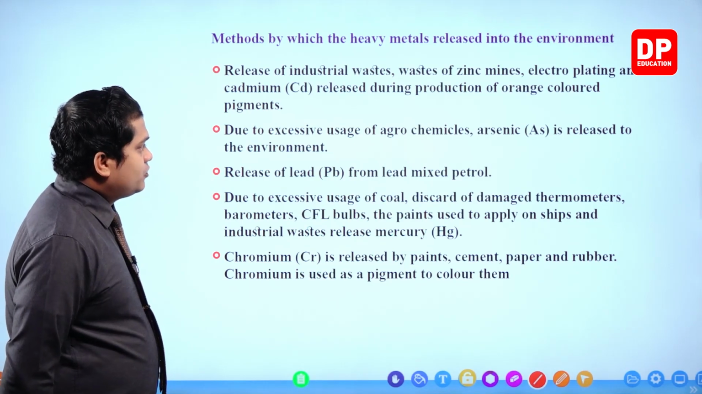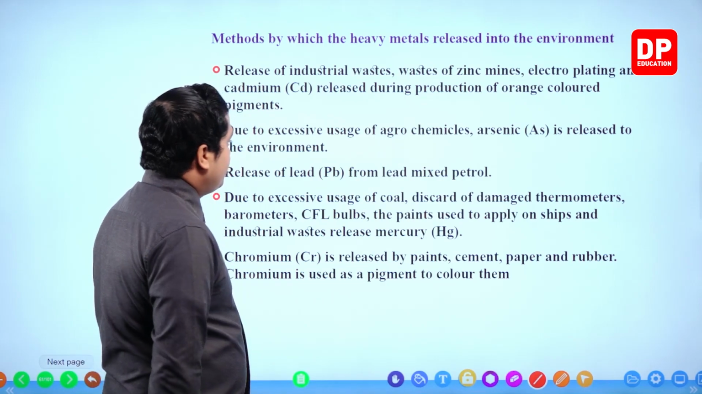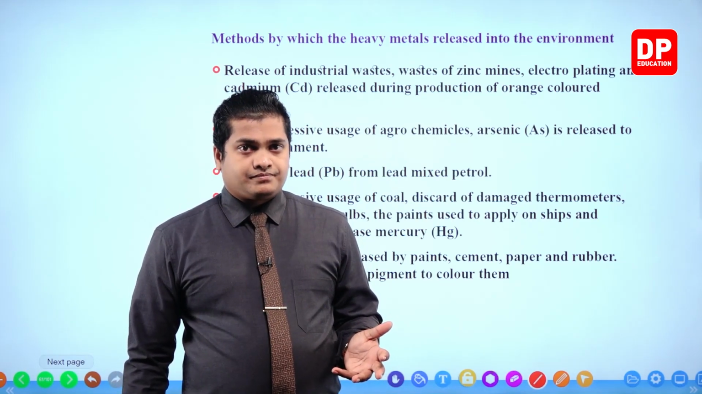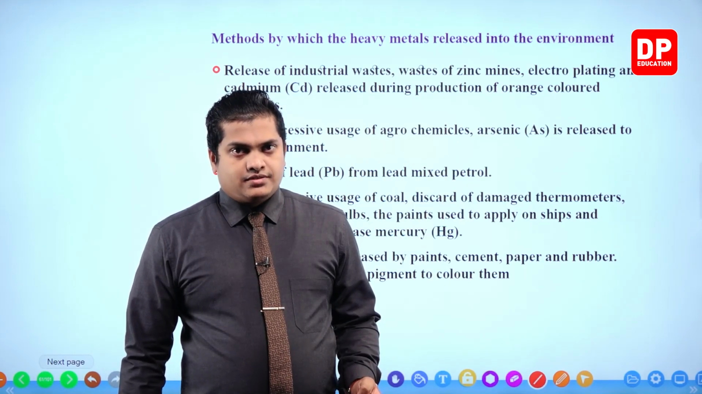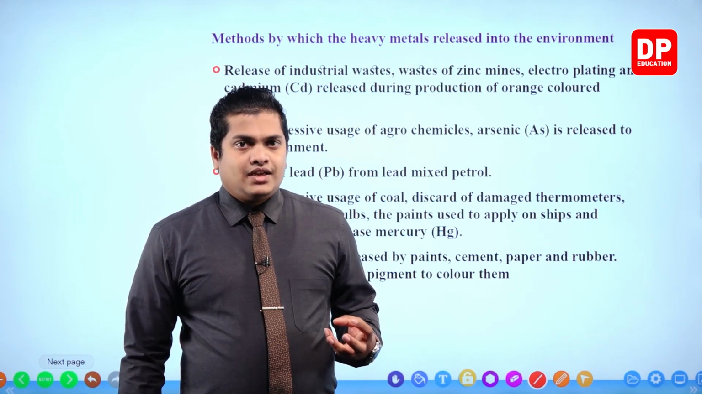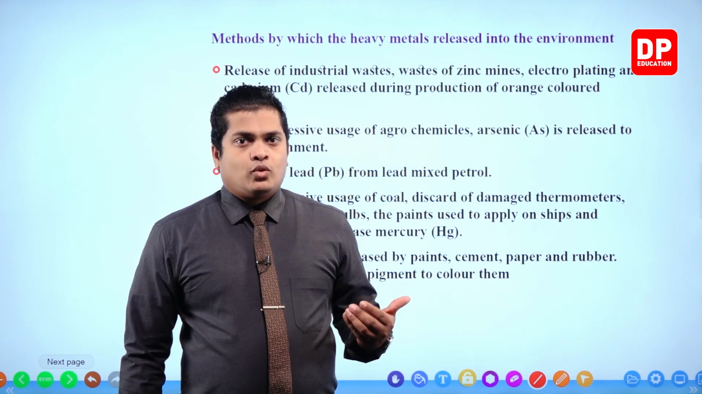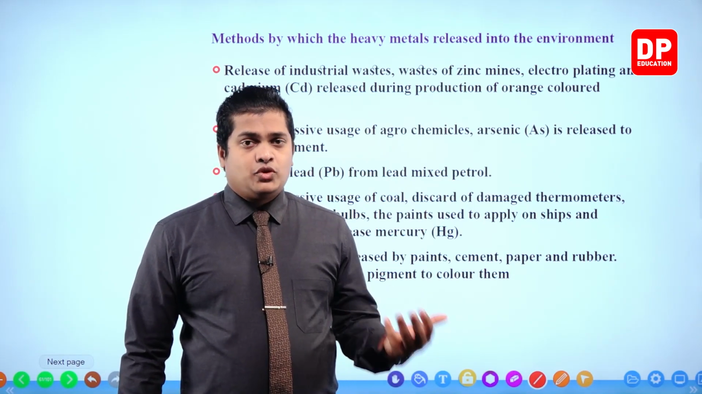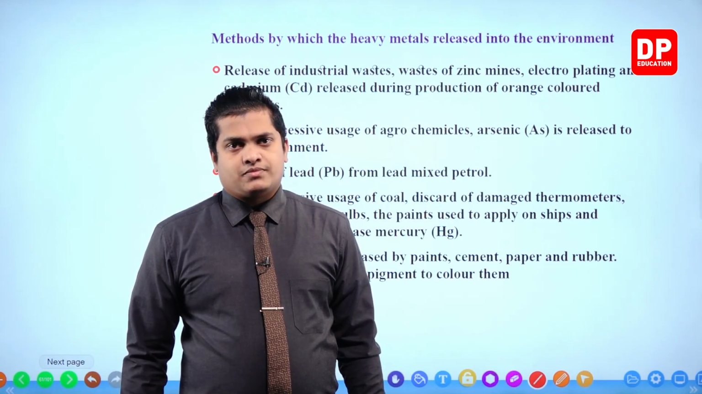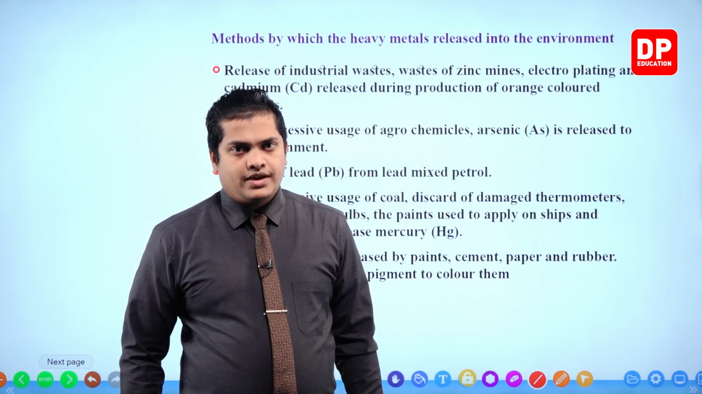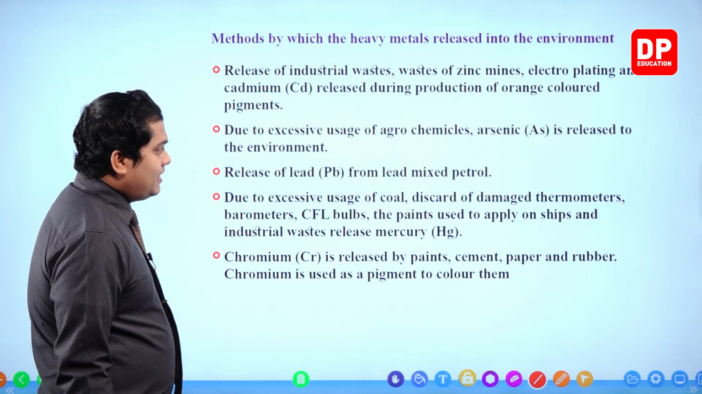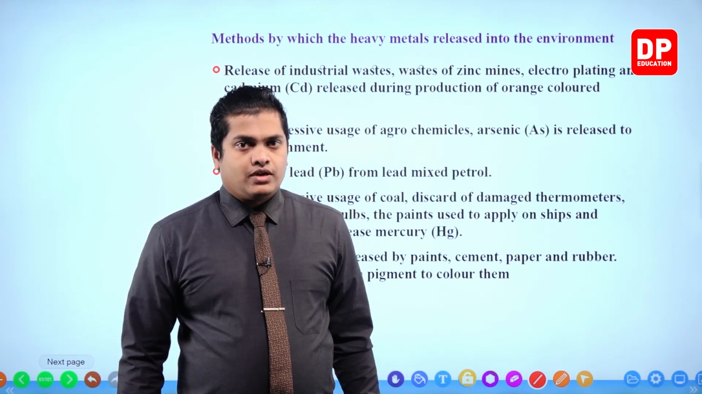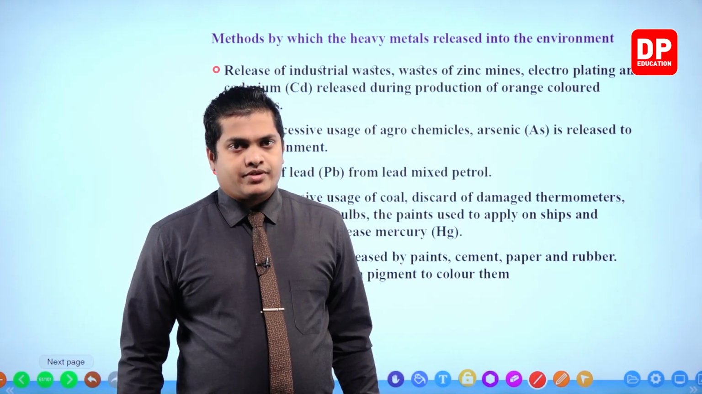Next one, due to excessive usage of agrochemicals, arsenic is released to the environment. Due to excessive use of agrochemicals, that means chemical fertilizer, right, and pesticides. These things contain arsenic, which is a poisonous heavy metal. So there is a possibility that arsenic will be added to the environment or to the soil because of excessive use of agrochemicals. Arsenic is very poisonous, my dear children, and it is also a terrible heavy metal, right? Then next one, release of lead from lead mixed petrol. Lead is sometimes mixed with petrol. So during the burning of lead mixed petrol, lead can be added to the environment as a byproduct.